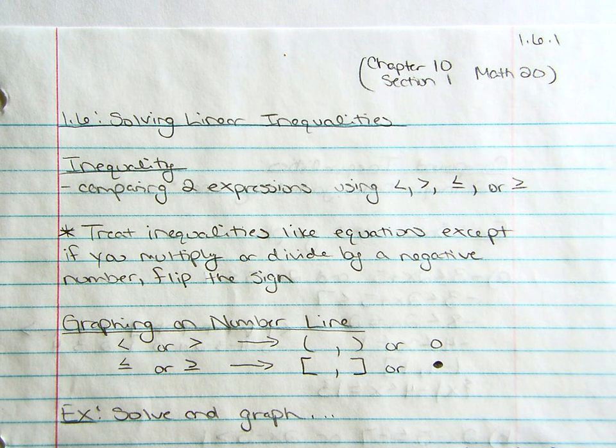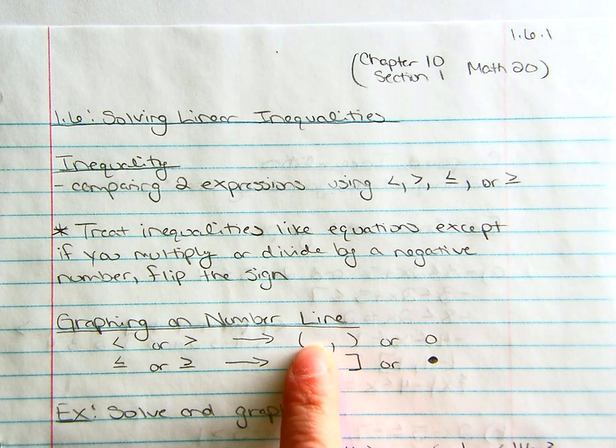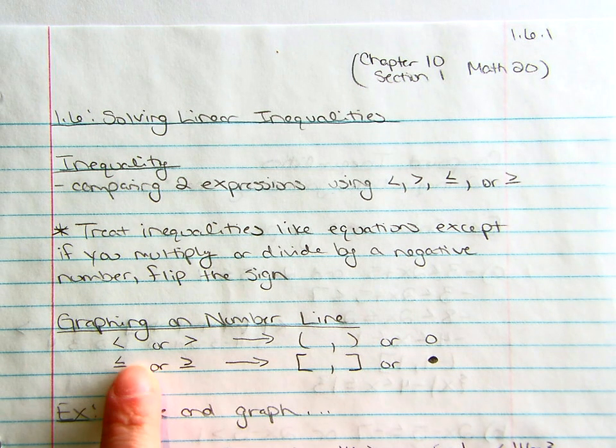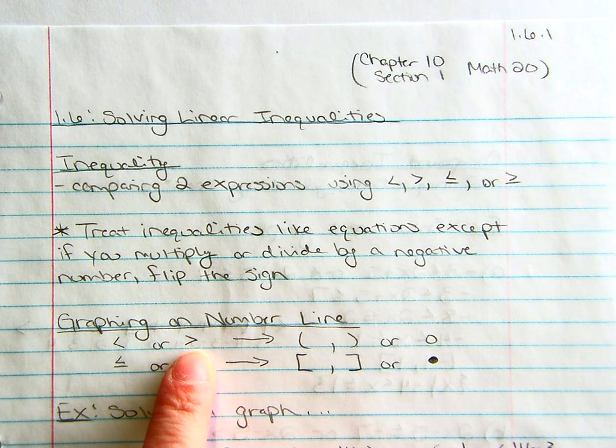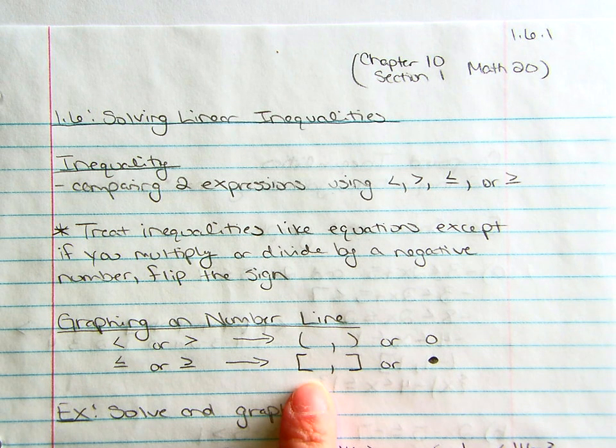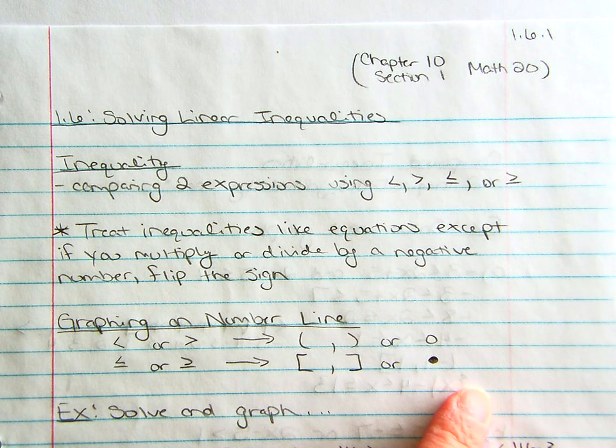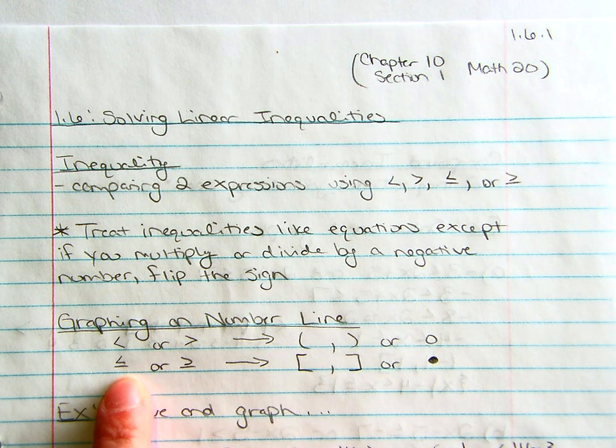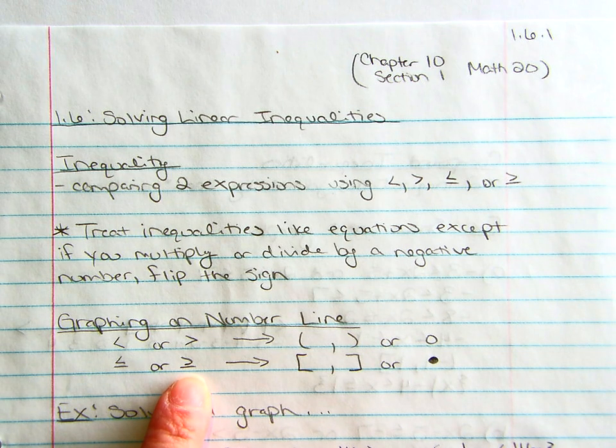And when it comes to graphing, we're going to graph some of these on number lines. And you will either use parentheses or the open circle if you're using strictly less than or strictly greater than, or you will use these squared off brackets or a filled in circle if you're using less than or equal to or greater than or equal to.